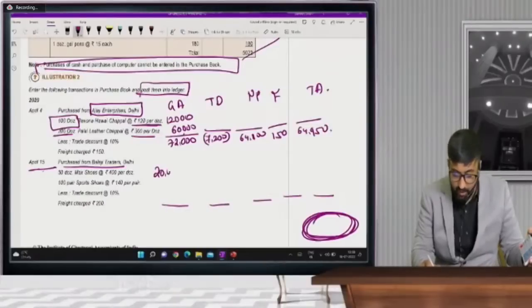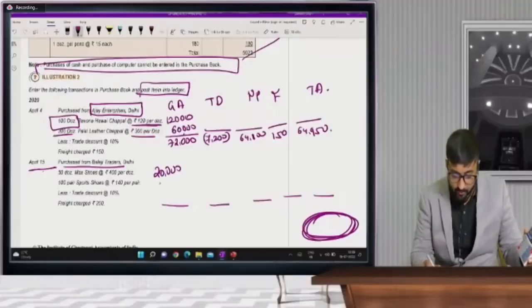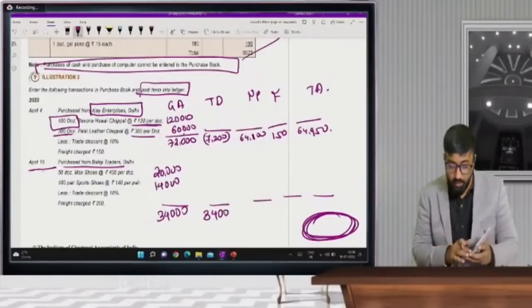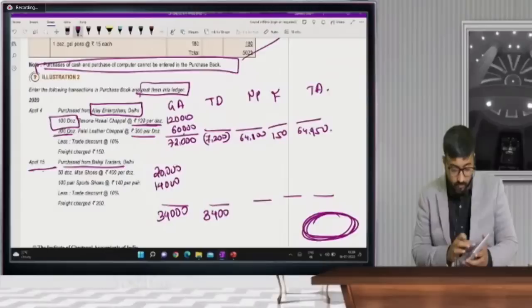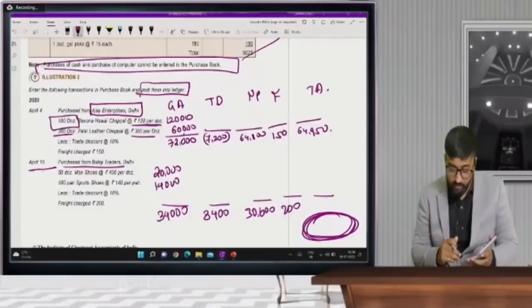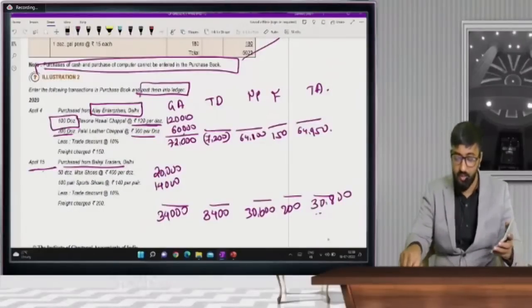This is 20,000. 100 pair shoes, beta, 14,000. 34,000. 3,400. So I will get 30,600 plus freight 200 and 30,800. So final amount is 30,800.